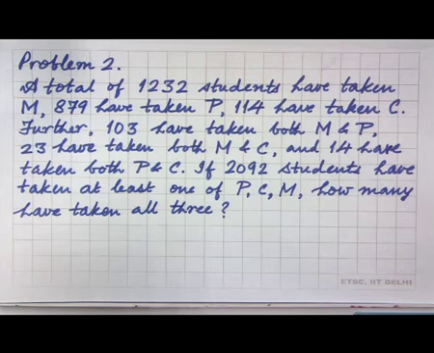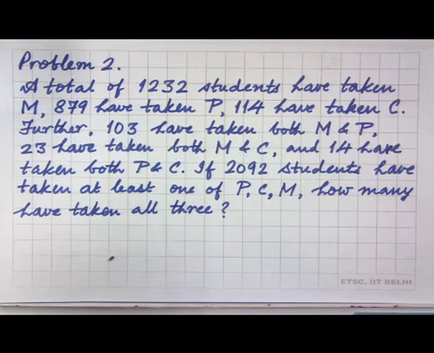Let me read this problem out to you. It says a total of 1,232 students have taken mathematics. Wherever I see the letter M, I'm going to read out mathematics. 879 have taken physics. 114 have taken chemistry. And we further know that 103 have taken both mathematics and physics. 23 have taken both mathematics and chemistry. 14 have taken both physics and chemistry.